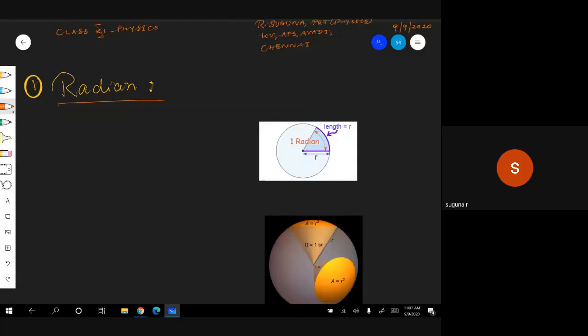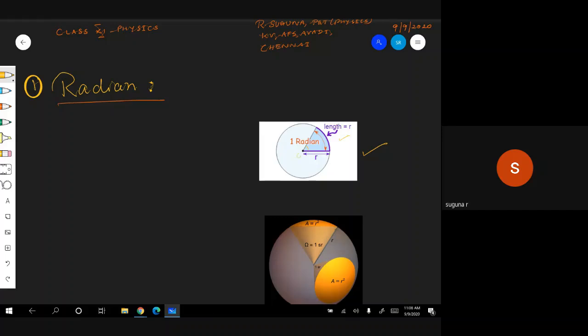Okay, so now what is radian? How to define radian? Radian is nothing but the angle subtended. See here from this picture, it is the angle subtended at the center of the circle by an arc which is equal to the radius of the circle. See here, this is a radian.